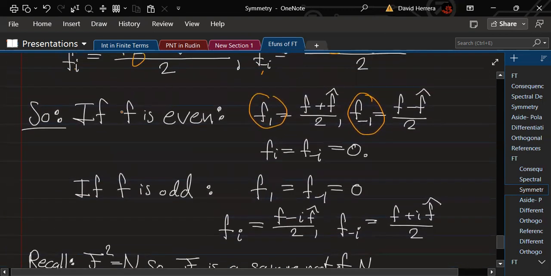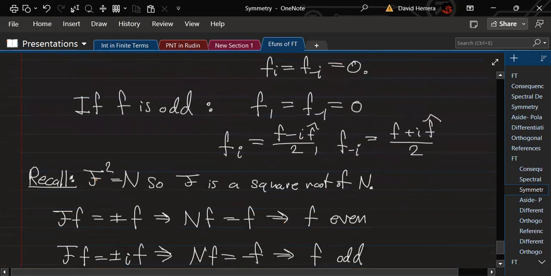This kind of nice decomposition here is actually very interesting, how evens break up in this way and odds break up in that way. And it comes from the fact that f squared is n. So in a certain sense, f is a square root of n, a single square root. There might be other square roots. I mean, in fact, there are. But the Fourier transform is a square root of n.